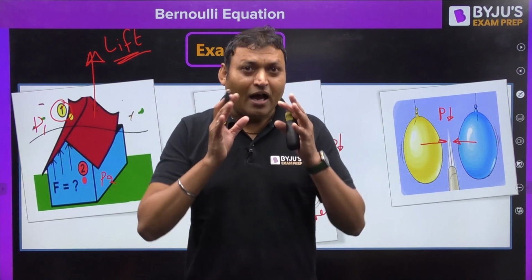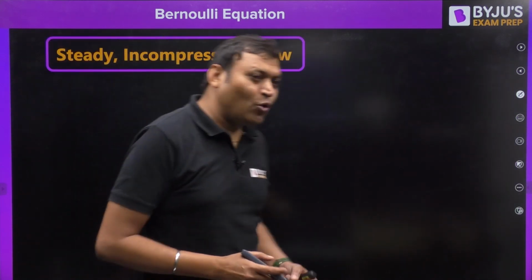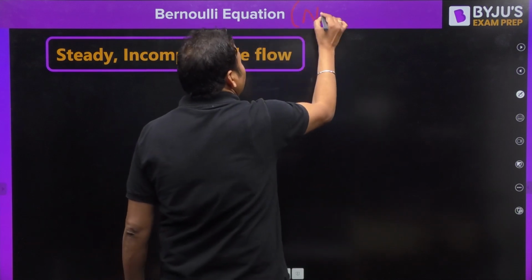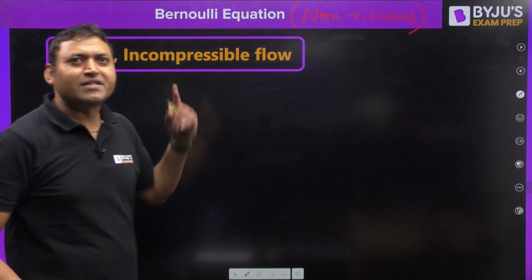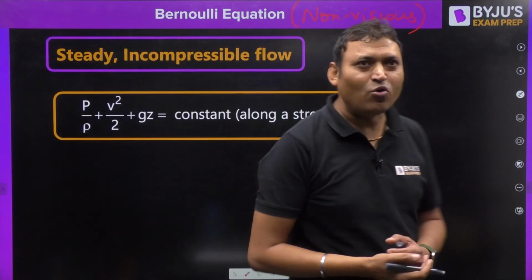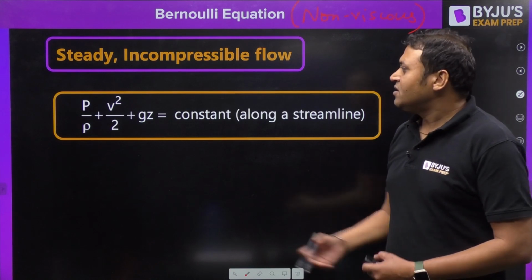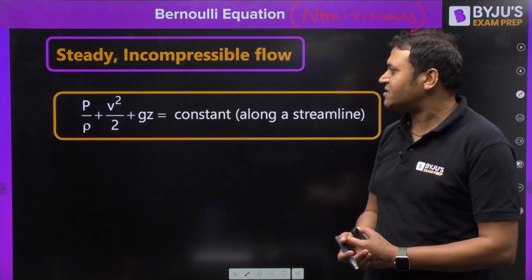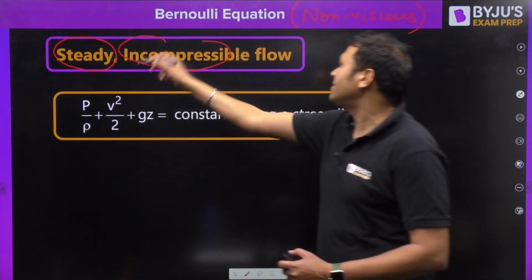So we have used the Bernoulli equation for the given assumption that the flow is steady, incompressible, and non-viscous. This is the basic assumption. There should not be any viscous forces. So in the case of steady, incompressible, and non-viscous flow, this is our expression for the Bernoulli equation. This was the first equation I had mentioned: P by rho, the pressure energy per unit mass, plus kinetic energy per unit mass, plus potential energy per unit mass, when the flow is steady and incompressible.